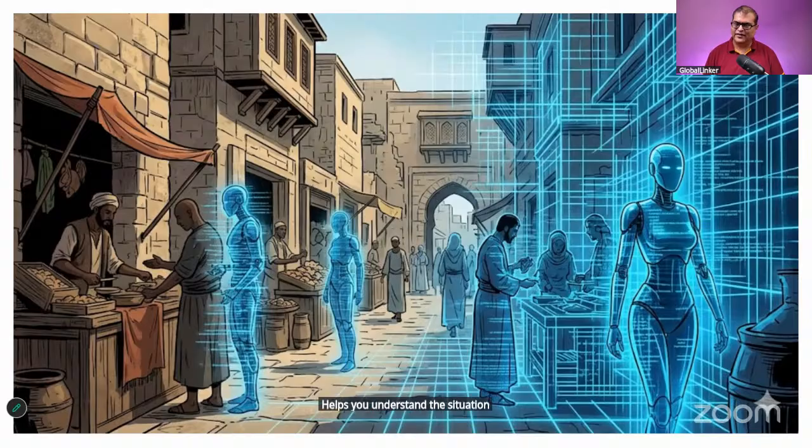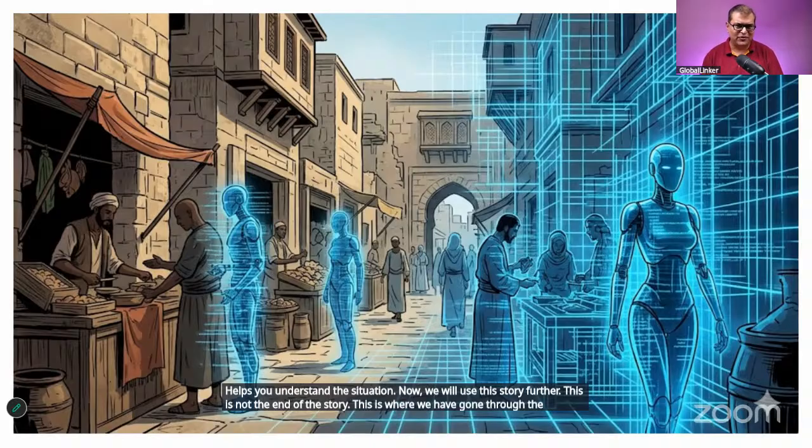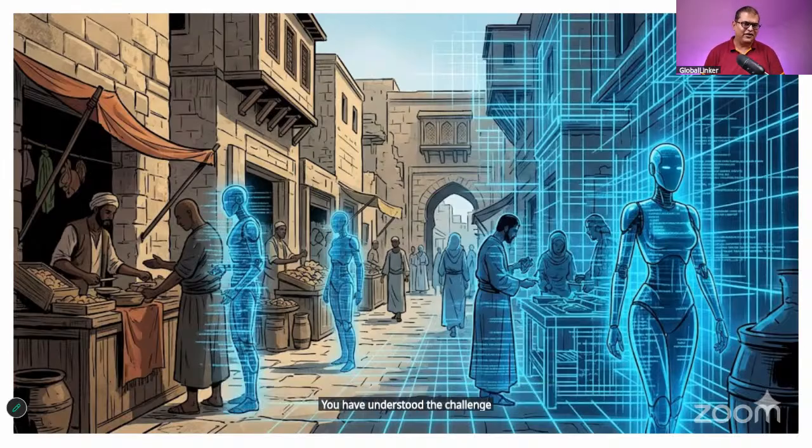Now, we will use this story further. This is not the end of the story. This is where we have gone through the first chapter of the story. We will do the entire session and we'll keep building on this story. Now, you have understood the challenge. I think all of you have understood the challenge Arvind faces, right? The challenge is of visibility.